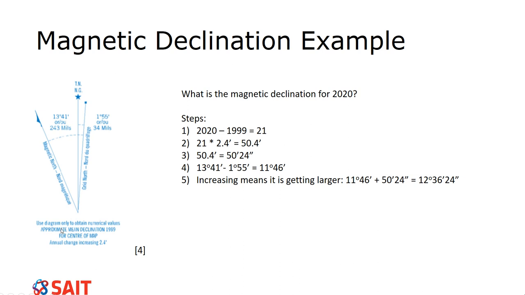Then down below, it says this is the approximate mean declination in 1999 for the center of the map. Obviously as you move around your map, you're going to see different things, and that's okay. That declination is going to be a little bit different every time you move around. And then it says an annual change increasing by 2.4 minutes.